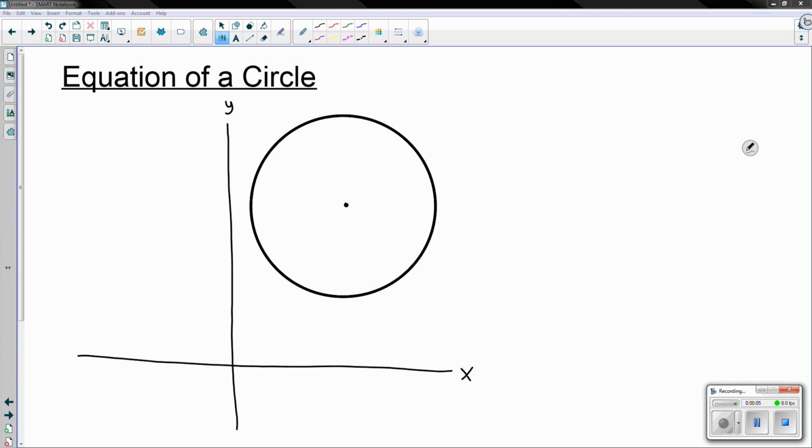The equation of a circle in the xy coordinate plane. So how can we come up with an equation that would distinguish this circle that I have shown here versus some other circle elsewhere in the plane?